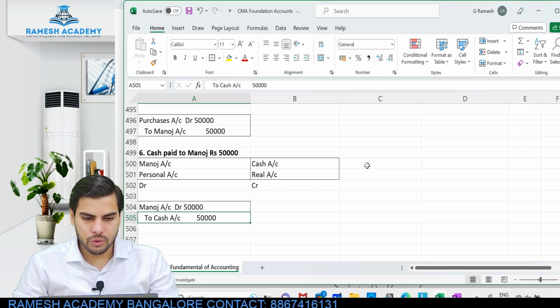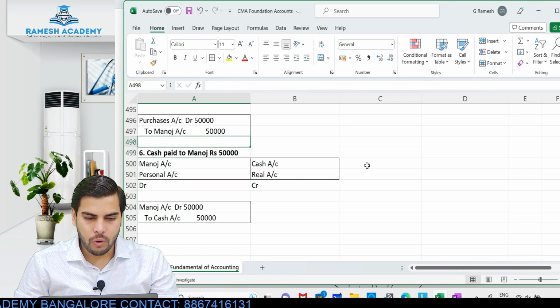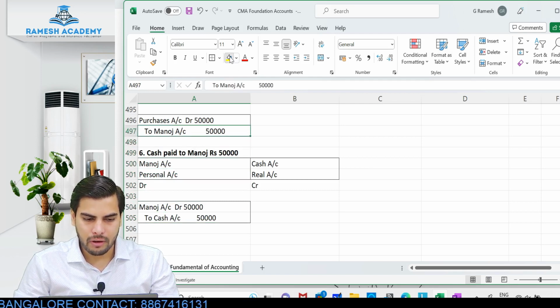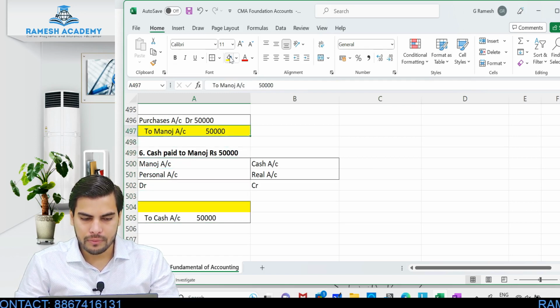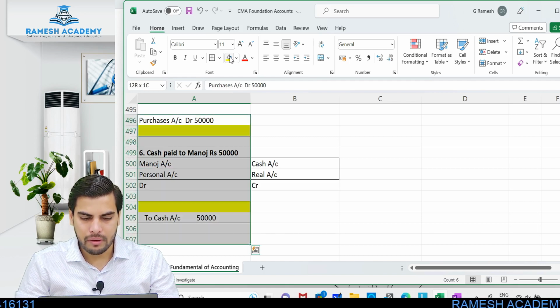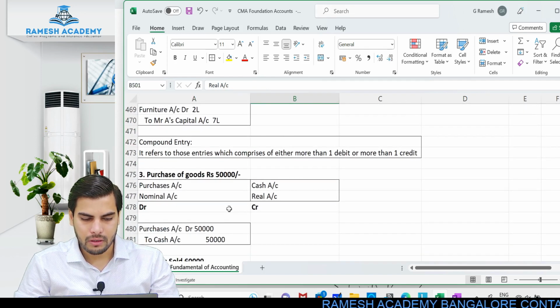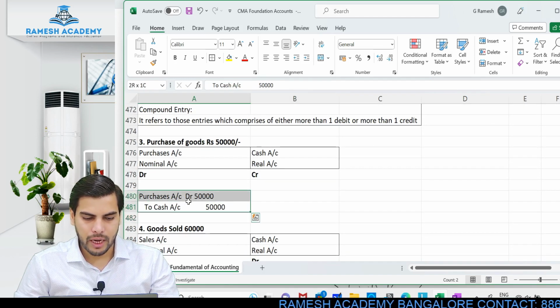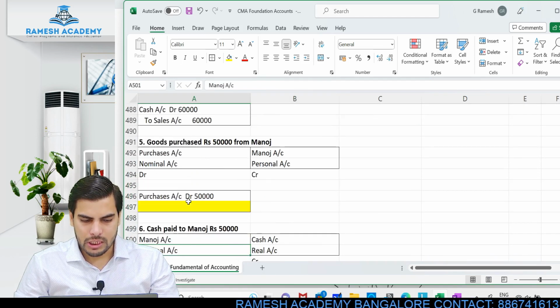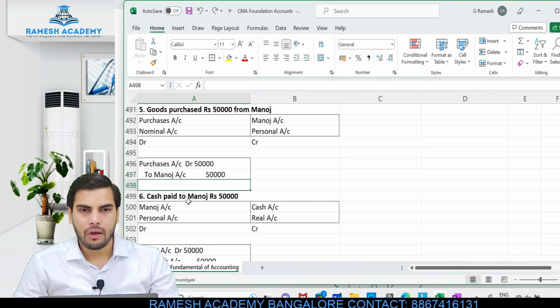If you compare these two accounts, look at these two accounts. Understand this carefully. Manoj over here, earlier we had credited his account, and Manoj over here, we are debiting his account. Don't you think these two will get nullified? A debit of 50,000 and credit of 50,000 will get nullified. What would be the ultimate entry? Don't you think it would be purchase account debit to cash? Don't you think it's exactly the same entry that we had passed earlier? Look at this. Purchase account debit to cash account. It's exactly the same entry. So this intermediary account, that is Manoj's account, will get nullified. I hope you all understood this.